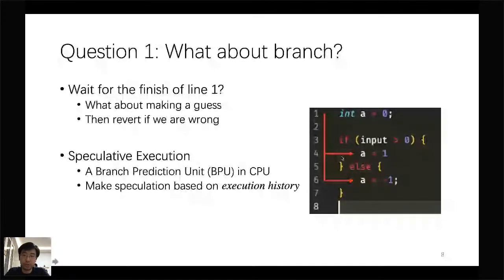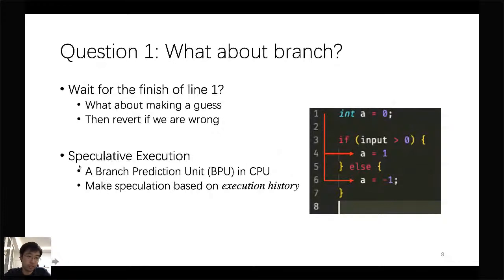A trivial solution to this is that we can wait. We can wait for the execution of line 1, and then we get the value of the input variable, and then we know which instructions to execute. But actually, we can do better. For example, we can just make a guess. For example, we guess that the execution will reach the line 4 code, and after we have executed it, we can revert if it is otherwise. But if we guess right, then we have good performance. This is the cost.